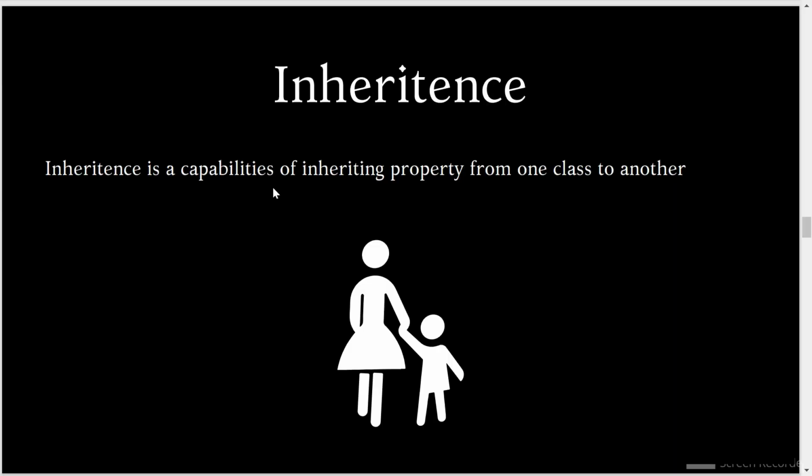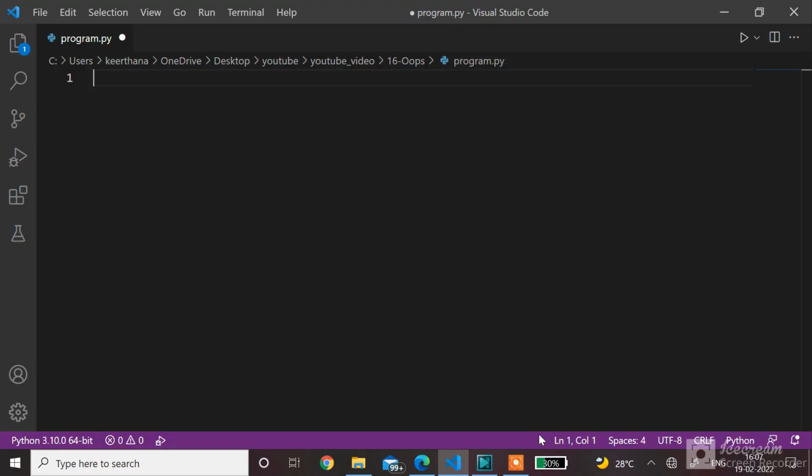Inheritance is a capability of inheriting properties from one class to another class. For example, your child inherits rights from their parents. The advantage of inheritance is reusability of code. Here, we are going to create two classes, pen and ballpoint. Pen is a parent class and ballpoint is a child class.